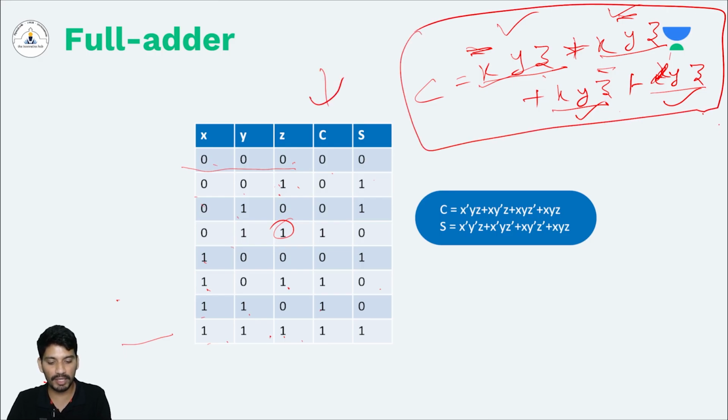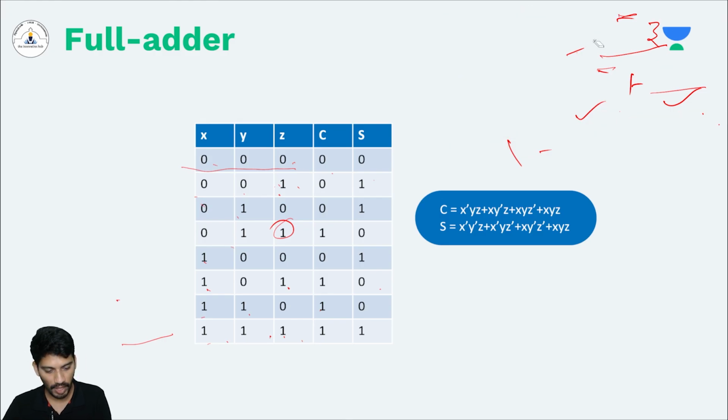We'll use a method called the K-map method. In this method, we can solve any complex truth table into a simple function. Let's see what a K-map is. I think you are all familiar with K-maps, but let's brush up on these things one more time.